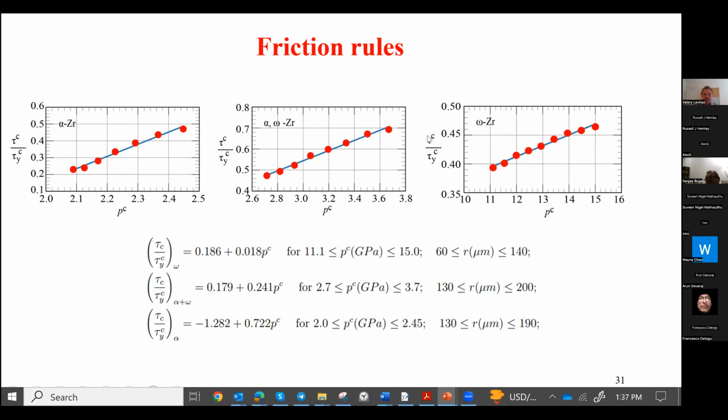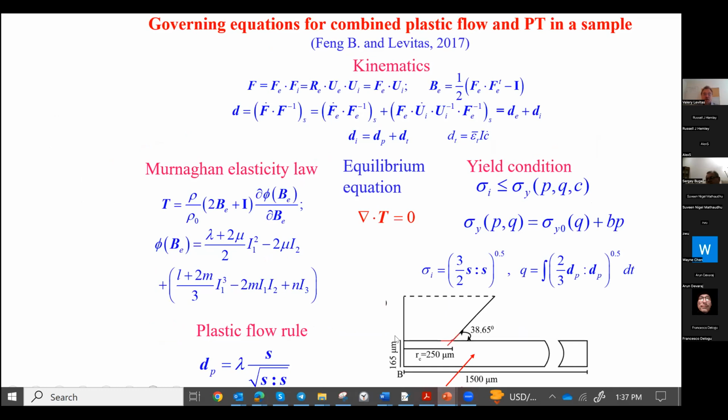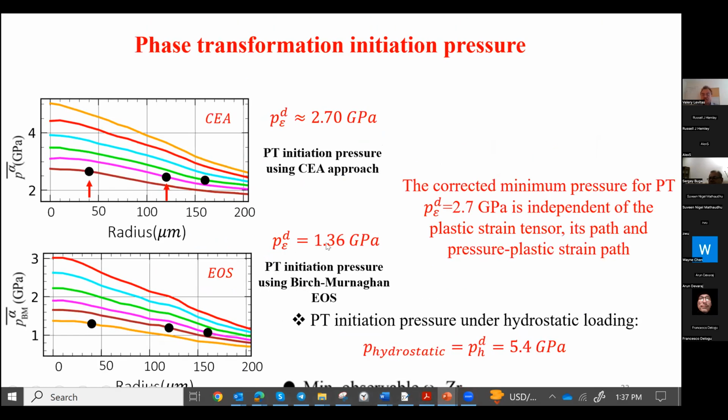And you see indeed that friction stress is smaller than half of yield strength in shear. And these friction rules we pass to our finite element model. Here is just quickly: nonlinear kinematics, Murnaghan elastic rule, yield condition, which depends on pressure and volume fraction of phases, flow rule, equilibrium equation. So we solve this problem with determined friction rule, and then determine the field of all components of the stress tensor.